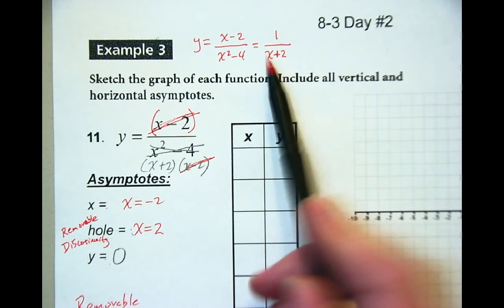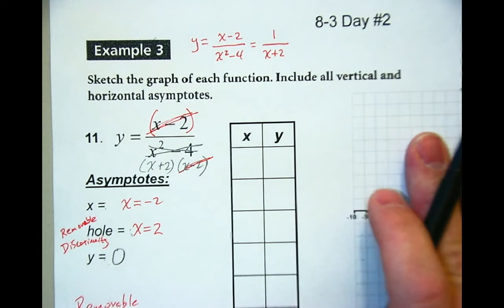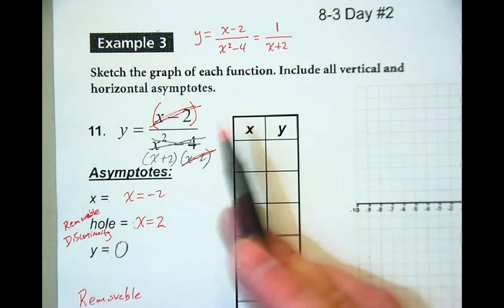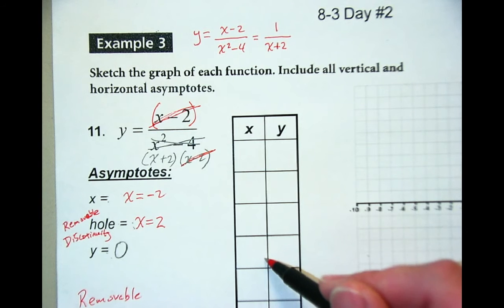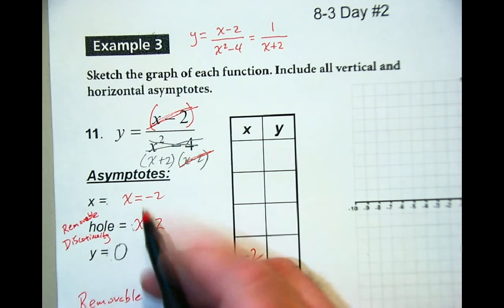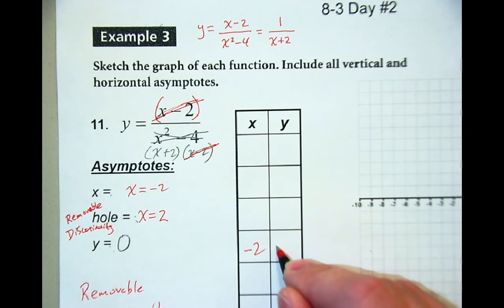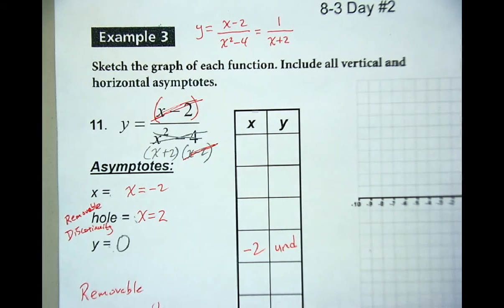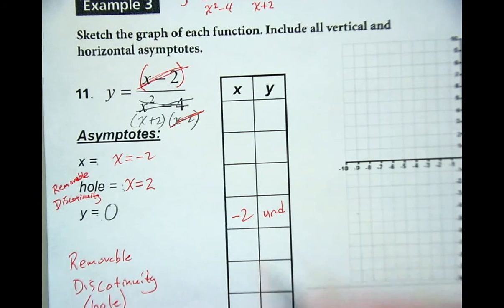Okay? Now, I'm just going to pick values for x and solve for y. That's the easiest route, I think, to go. That seems to be what the general consensus is. And since I only have one vertical asymptote, I'm going to put that right in the middle. Okay? I'm going to put my negative 2 here for x. Why? Because that's my vertical asymptote. And I know that's going to give me what for y? Undefined.